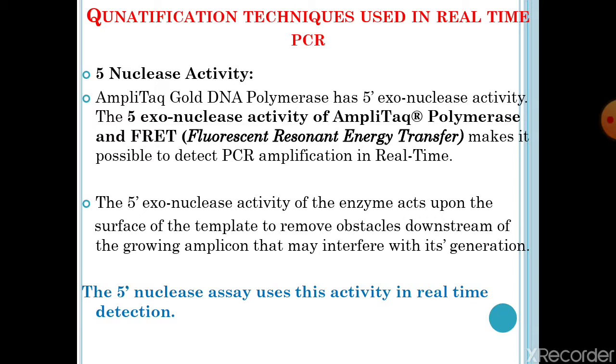The 5' exonuclease activity of the enzyme acts on the strand of the template to remove obstacles downstream of the growing amplicon that may interfere with its generation. Okay, this 5' nuclease assay uses this activity in real-time detection.